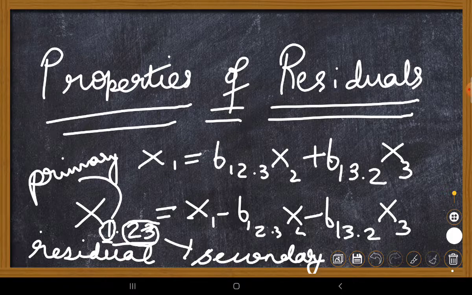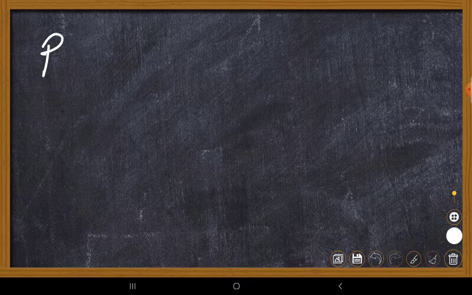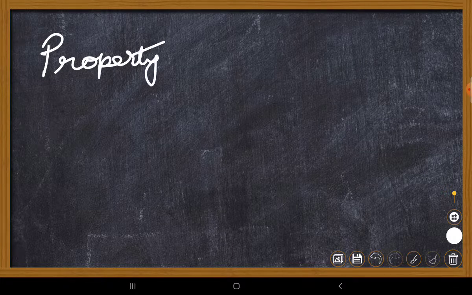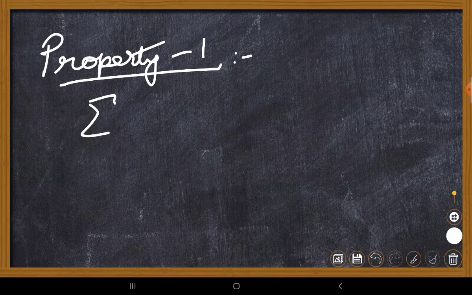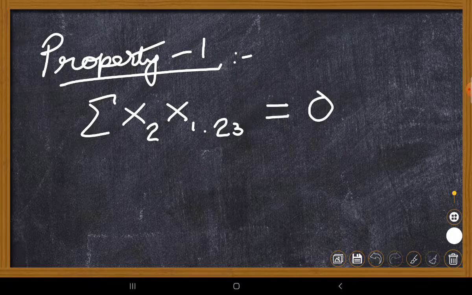So let us go one by one through these different properties. Property number 1 of these residuals. Suppose you have the sum of the product of these two residuals, x2 and x1.23. This will be equal to 0. Okay, this is one property. This is because the subscript 2 is present in the secondary subscript of the second residual. If it is present in the secondary subscript, then the sum of the product is always equal to 0.